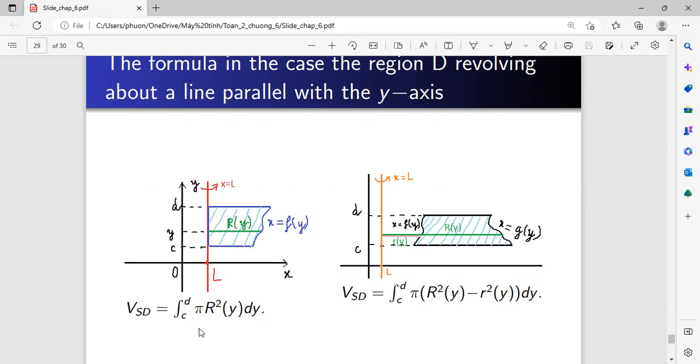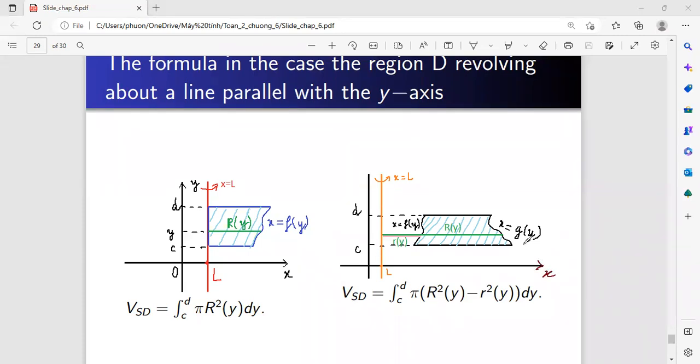So the formula here is the definite integral from c to d of pi r squared dy. Look at it. The differential here is dy. And r here is, like the case when we cut perpendicular to the x-axis, also the radius of the disk, the radius of the cross section. But the radius of the cross section here is dependent on y, not on x, okay? And similarly, here is the formula for the washer method when the axis of revolution is parallel to the y-axis.